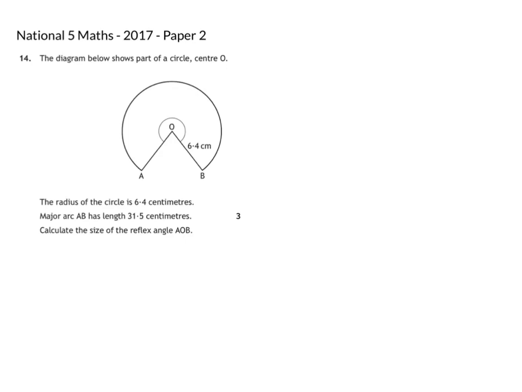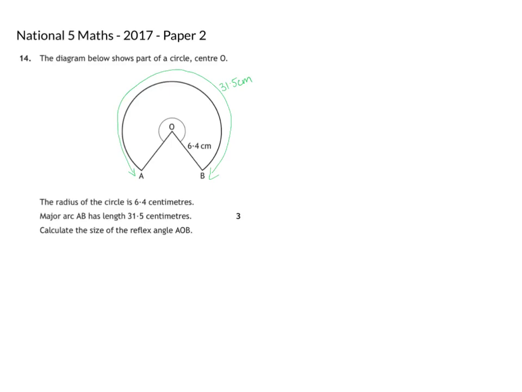Here we go. So we have a diagram that shows part of a circle with a centre O. We know that the radius of the circle is 6.4 centimeters, and we know the arc length AB. It says the major arc length, so that's telling us a long way around this way. Not a very good circle, but that's okay. It's 31.5 centimeters. And it's asking us how big is my reflex angle in the middle.